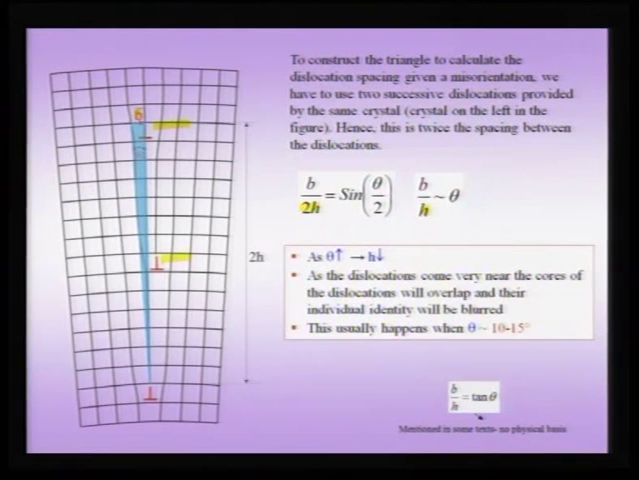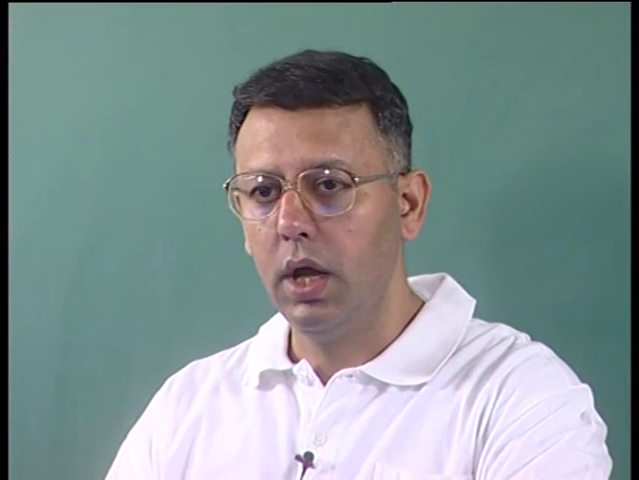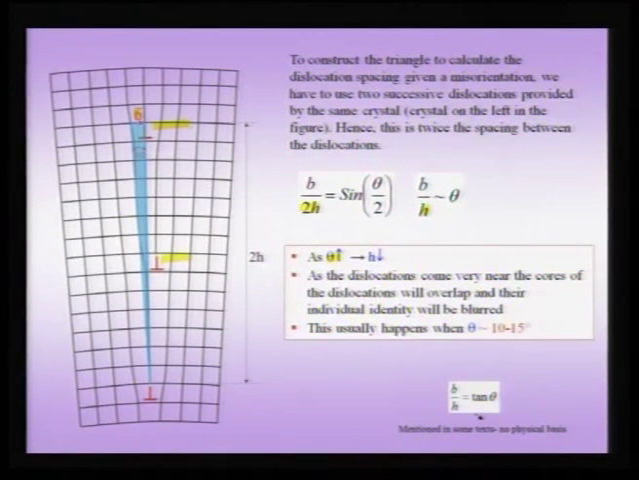Now these dislocation spacing, as we noted, keeps on decreasing as you increase the misorientation angle between the two crystals, and at some point the individual independent existence of these dislocations, or identification, is no longer possible with increasing misorientation, and therefore we will end up with what is known as the high angle grain boundary. And depending on b, when we actually start seeing high angle grain boundaries is determined, as you can see from this equation.